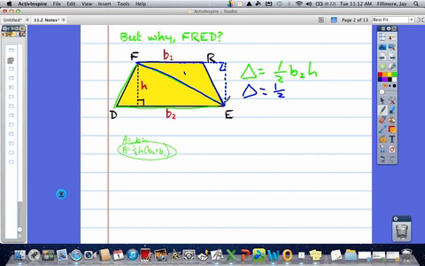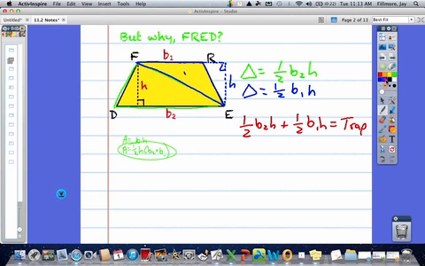Now this height is the same as my original height. It's just kind of moved over to the outside, so I'm still going to call it h. And the base of this blue triangle, the part that's perpendicular to the height, is B1. So that's the base of my blue triangle. So if I add these two together, my green one, which is 1/2 B2 times h, and 1/2 times B1 times h, if I add these two triangles together, it equals the trapezoid as a whole.